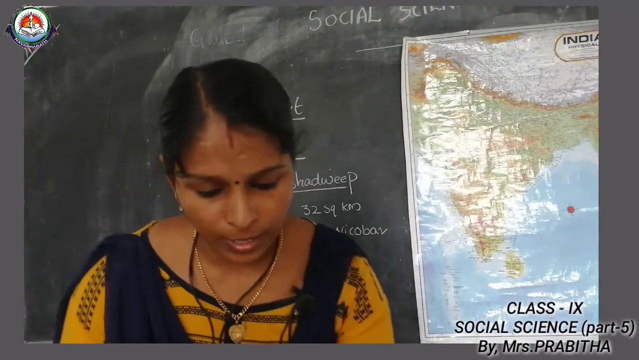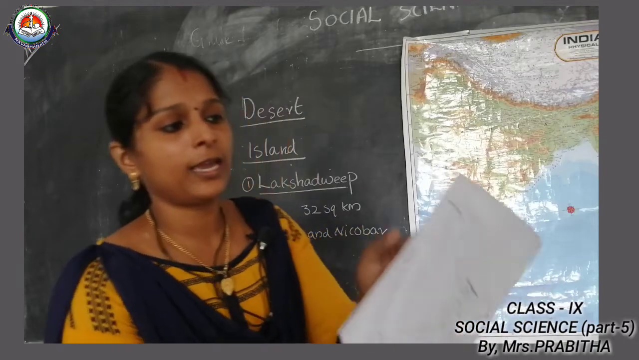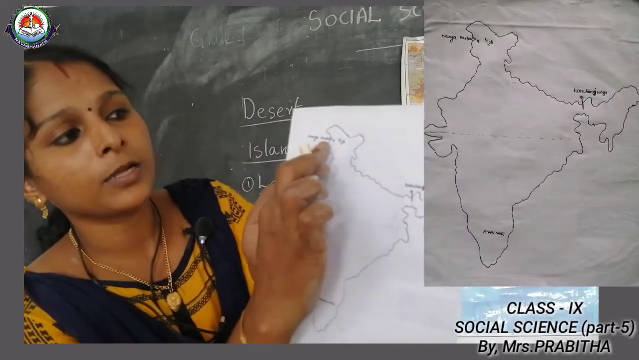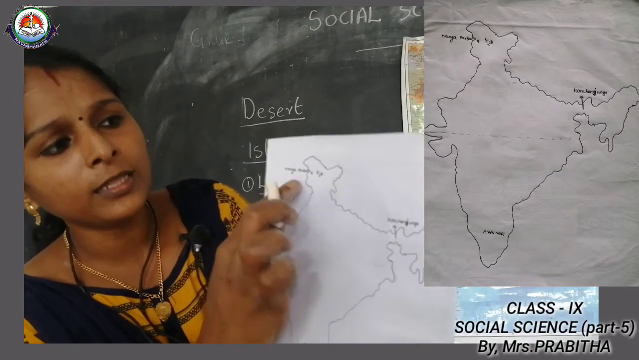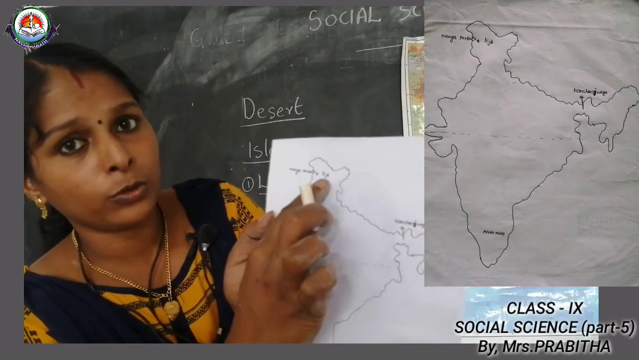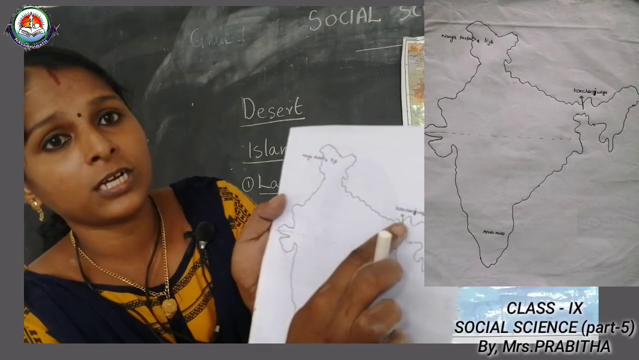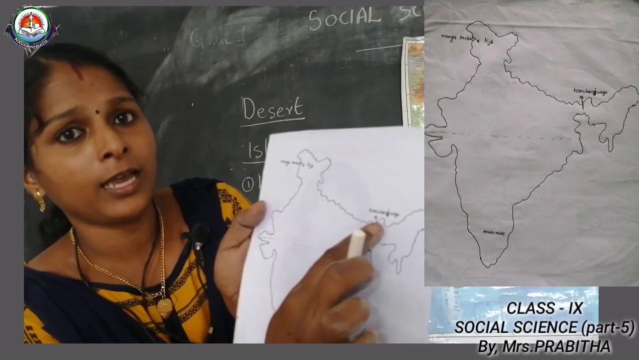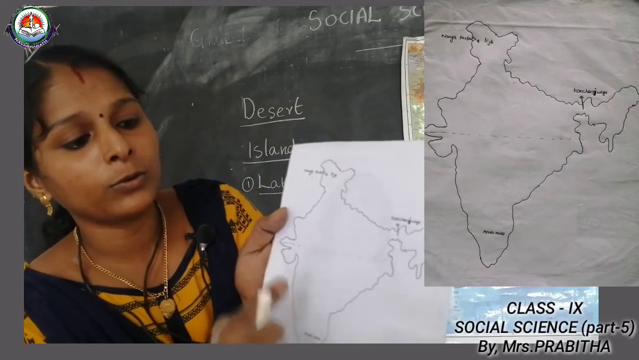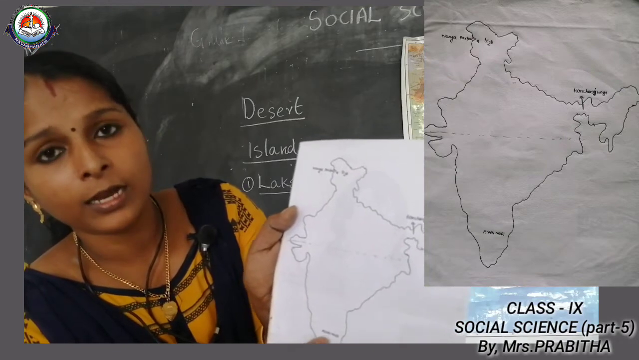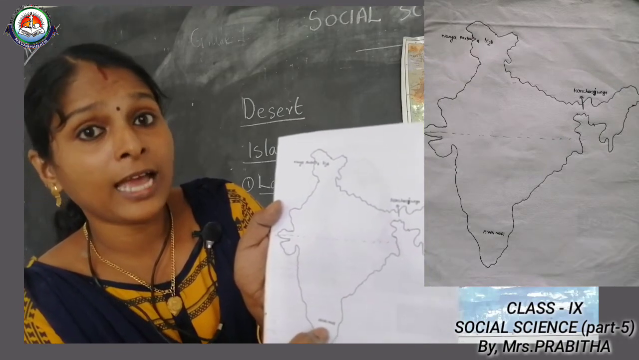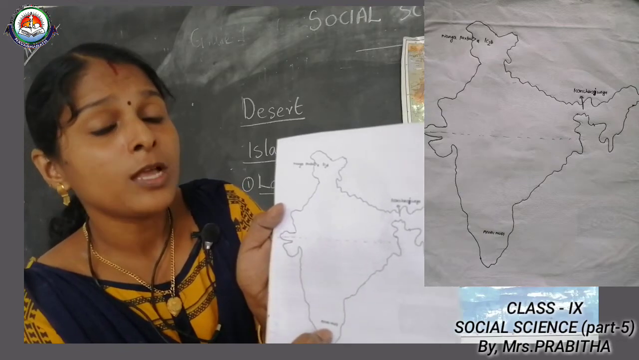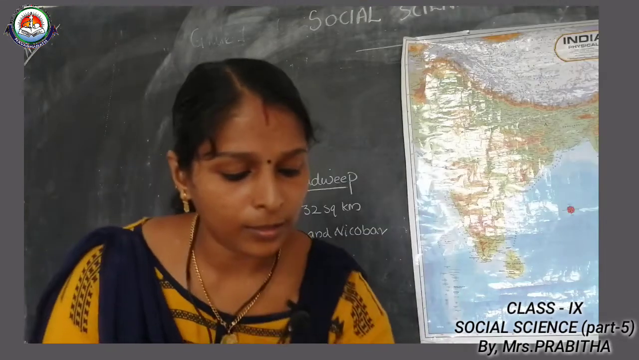Next I show to you some peaks, okay. So Nanga Parbat is here. Can you see, children? Yes, Nanga Parbat. Then this is K2, Mount K2. Then Kanchenjunga is here, okay. So these are the some peaks you have to mark. Then Anamudi hills are in the southern part of India, in Kerala. It is in Kerala, you know. So these are the some of the peaks.